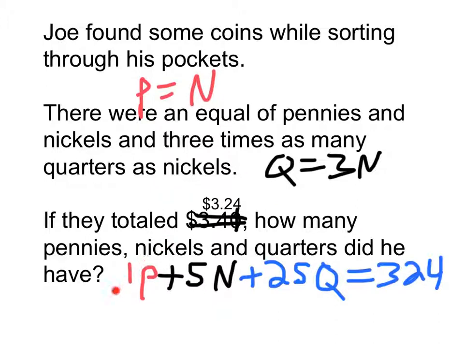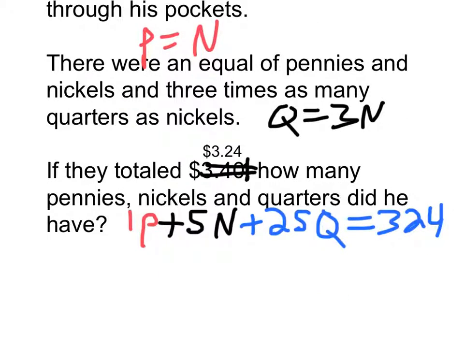You could have done it in decimals. This would be 0.01p plus 0.05n plus 0.25q equals $3.24. That works too. Okay, let's revisit the facts. It's hard. You can't solve an equation with 3 variables. Let's try to boil it all down to 1.